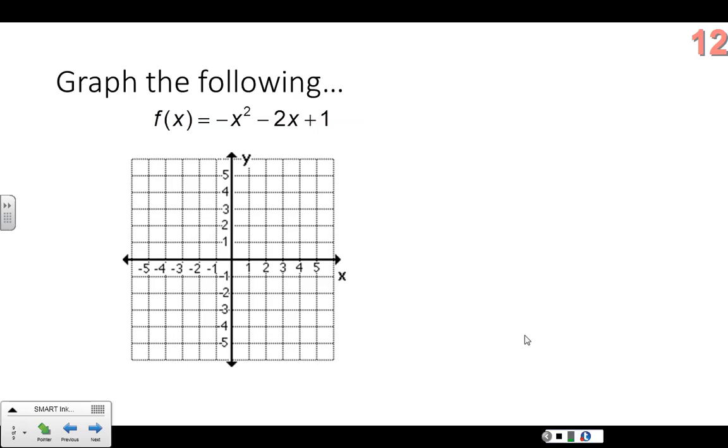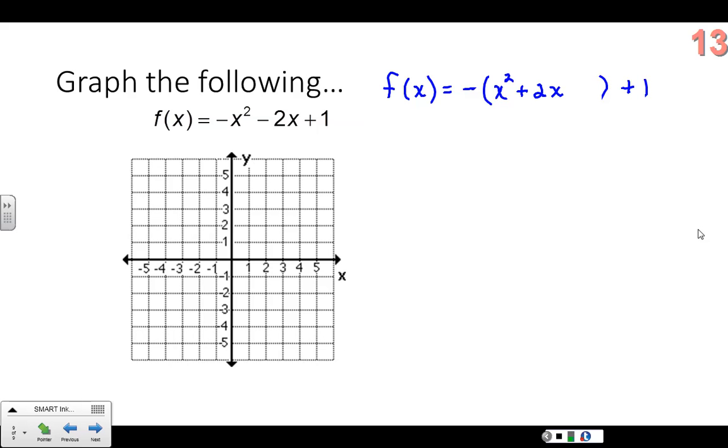Let's try one more. Since my leading coefficient is negative, I know that it's going to open downward. We do know that just by looking at the equation. But this, again, is still not in what we consider shifted form. So let's get it the way we want it. So f of x equals, I am going to put the negative out front. So that's going to be negative times (x squared plus 2x) if I factor the negative out. And we're just going to scooch the plus 1 out of the way.